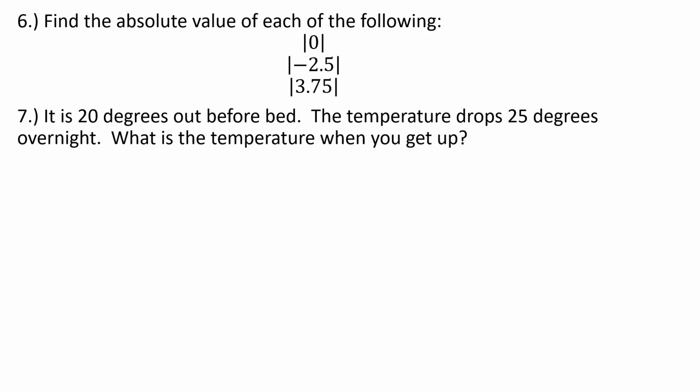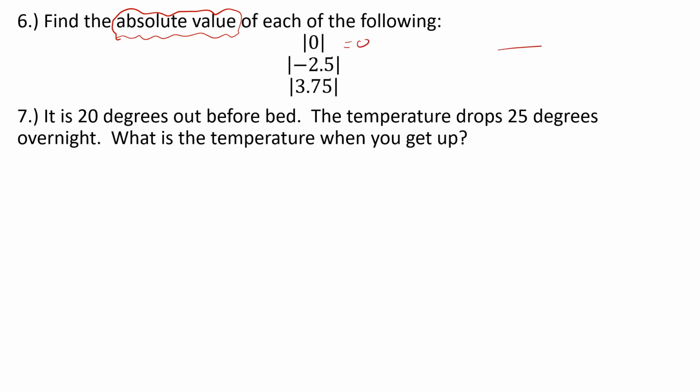Problem 6 here, find the absolute value of each of the following. Now, again, this is vocabulary, really, although it is an operator. So we would say something like taking the absolute value. It's something we do to a number. But what we're doing when we're finding the absolute value is we are finding how far away from 0 it is on the number line. And the absolute value of 0 is 0.